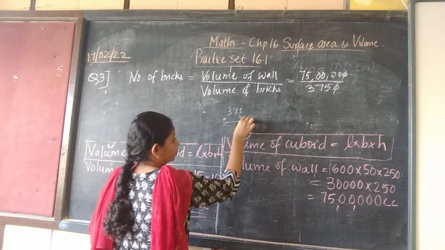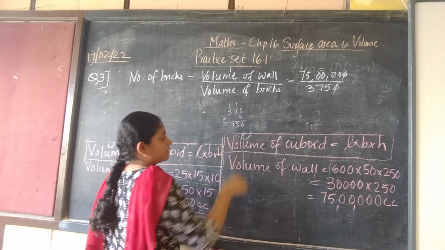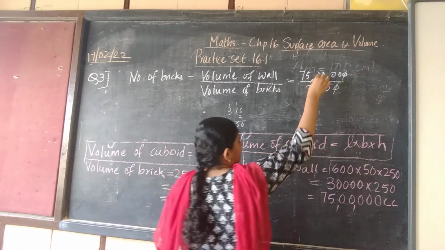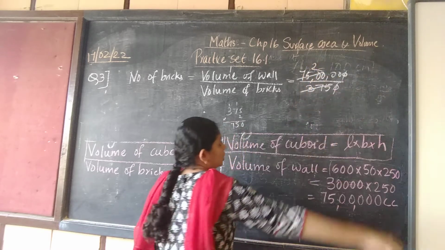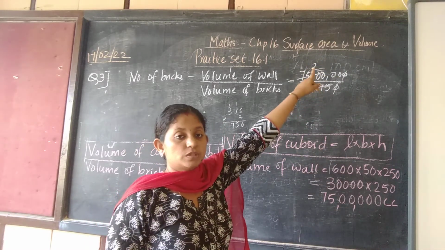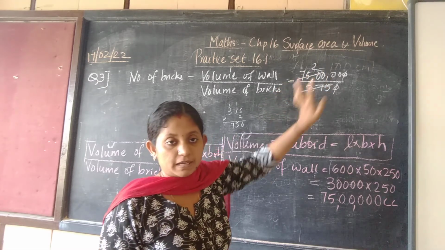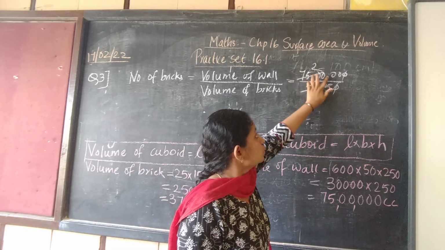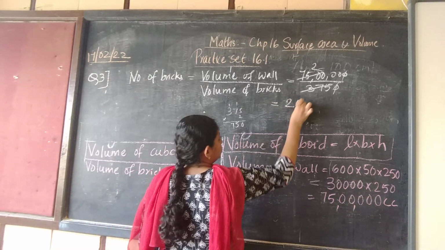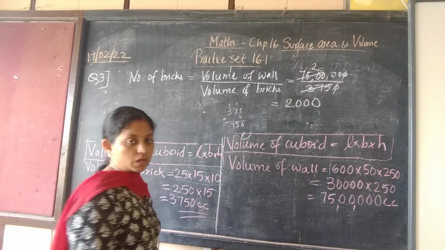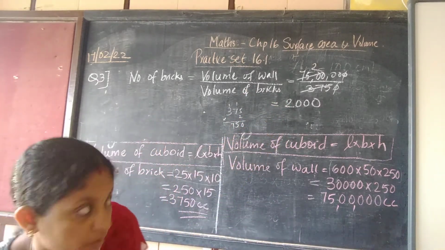375 into 2: 5 2s are 10, 7 2s are 14 plus 1, 15, 3 2s are 6, 7. Yes, we are getting it. So we can cancel this 750 and 375 and write here 2. If 375 into 2 is 750, then 375 into 2000 will give you 75 lakh, correct? So 2 we have written, how many zeros? 1, 2, 3 zeros are remaining. So how many bricks are required? 2000 bricks. Now suppose you don't want to follow this method, then which method are you going to follow?